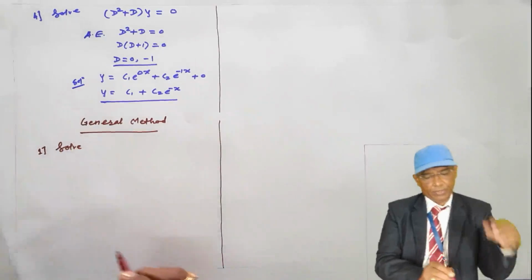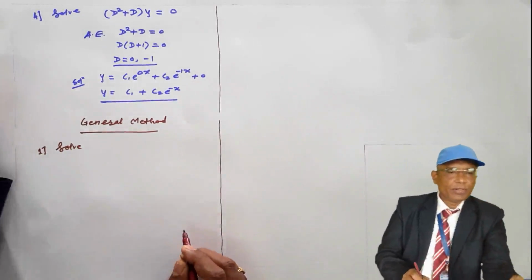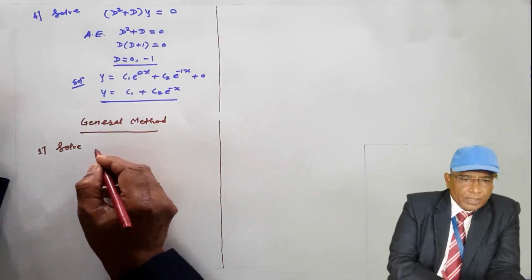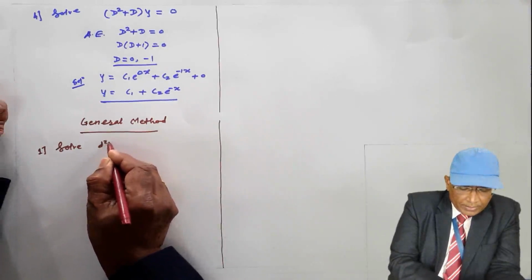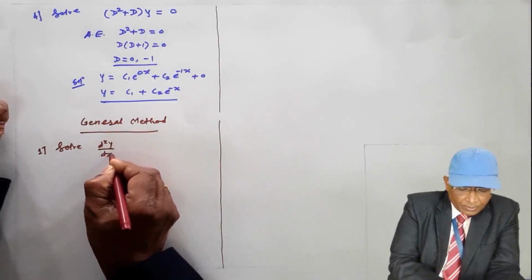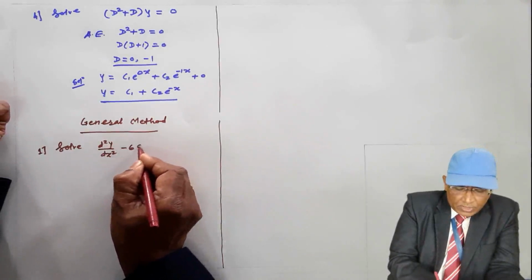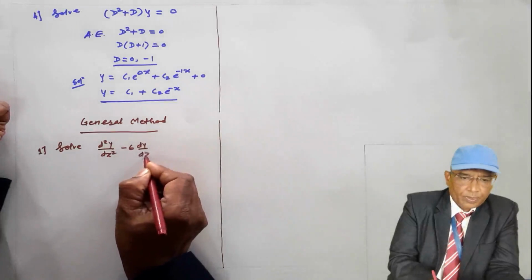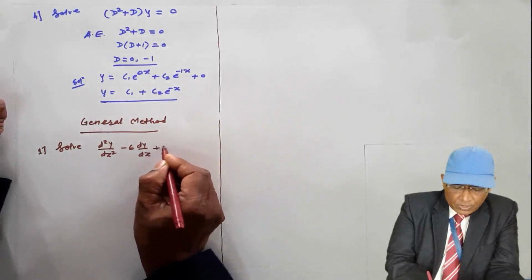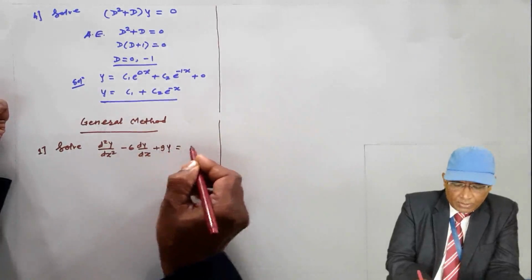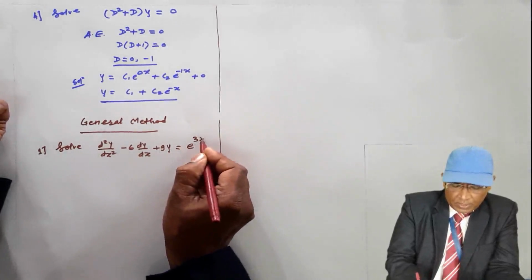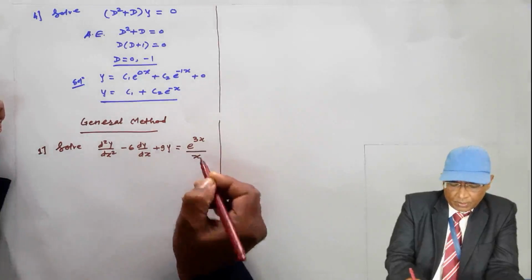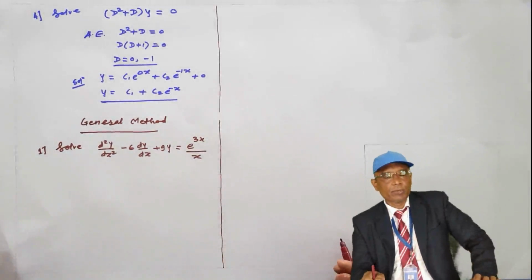Solve the differential equation d2y by dx square minus 6 dy by dx plus 9y is equal to e to the power 3x by x. This differential equation we are going to solve.